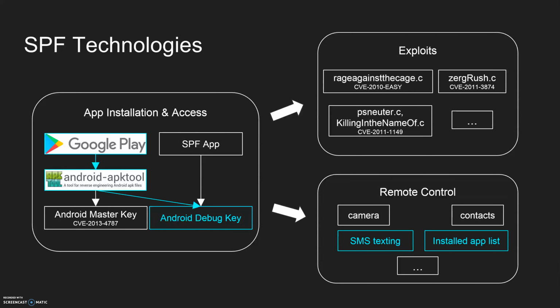This can be done by installing SPF's malicious app, either custom compiled or by taking a Google Play signed APK, decompiling it, installing our own SPF malicious code, and then recompiling it and signing it with an Android key. Once this malicious code is on your phone, it'll run in the background and communicate with our server, giving us remote control of the phone, whether that's taking pictures with the camera, reading your contacts, sending texts to your contacts, or reading your installed app list. It'll also allow us to run certain exploits like Rage Against the Cage or Zergrush that'll give us root access to your phone. The blue path indicates the features of SPF that we will teach you in today's tutorial.